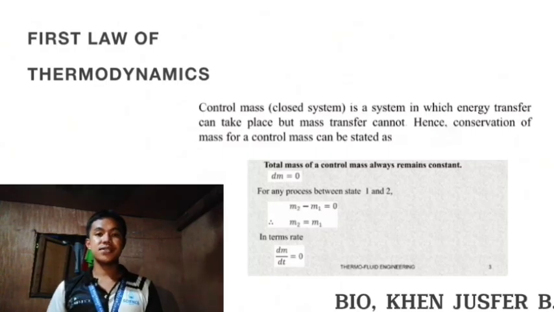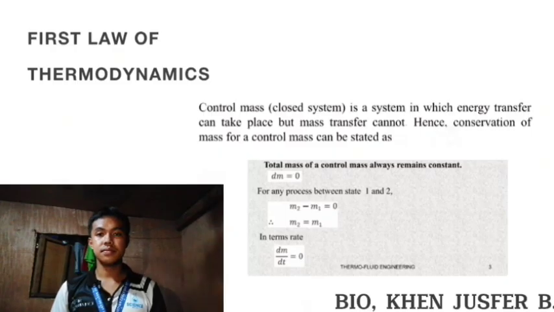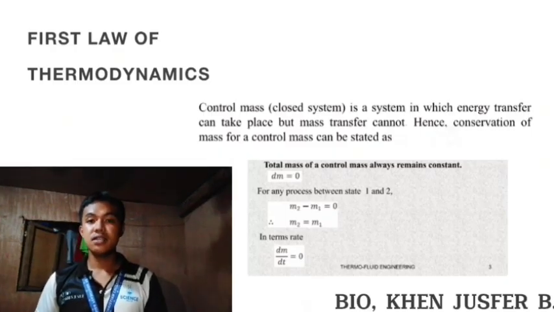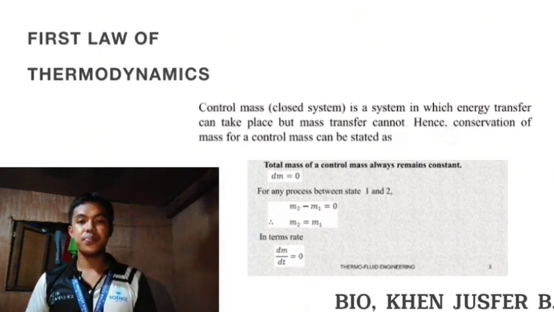conservation. A control mass or closed system is a system in which energy transfer can take place but mass transfer cannot. Hence, conservation of mass for a control mass can be stated as: the total mass of a control mass always remains constant, dm equals 0. For any process between state 1 and 2, m2 minus m1 equals 0, so m2 equals m1. In terms of rate, dm/dt equals 0.